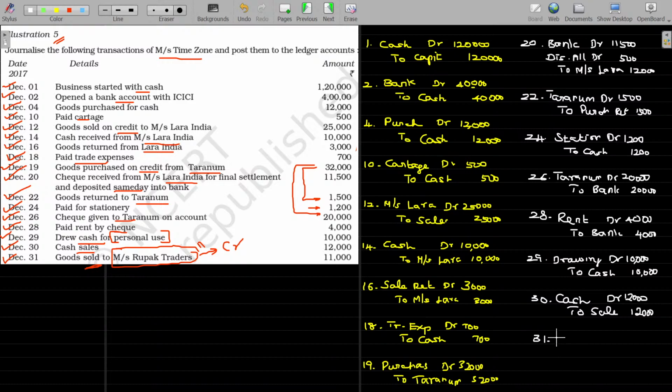The entry being Mrs. Rubak Traders account debit to sales. To sales.